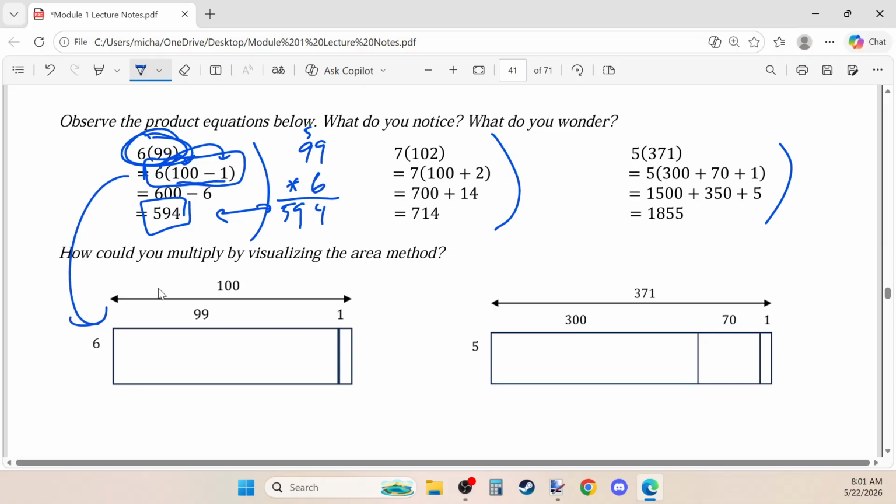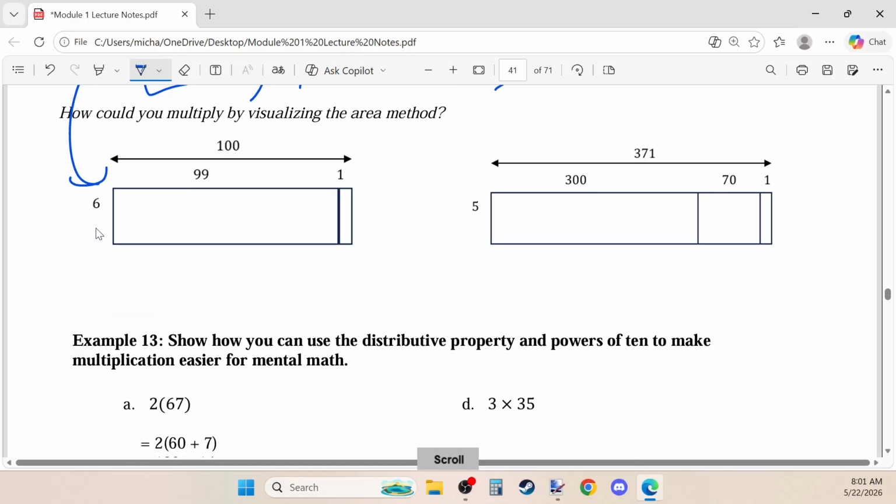This problem, by the way, can be represented with this picture. We have 6 times 99 is what we're looking for. 6 times 100 is 600. 6 times 1 is 6. If I take this 600 and subtract off that 6, I'm left with 594, which is the answer that I'm looking for.